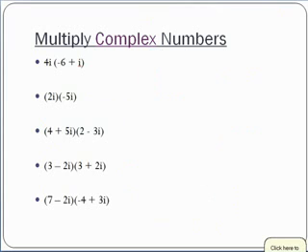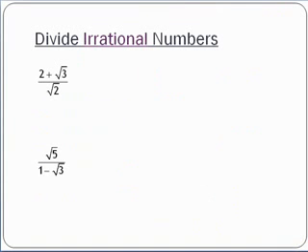Before we divide complex numbers, we're going to take a look at dividing irrational numbers because it's similar to that. So when we divide irrational numbers like this, 2 plus the square root of 3 over the square root of 2, well, to get rid of that square root of 2 in the denominator, we multiply by itself. So if I multiply the denominator times the square root of 2, I also have to multiply the numerator. Because remember, as long as we multiply by a giant 1, we are okay, and that's what we're doing. We're multiplying by a giant 1.